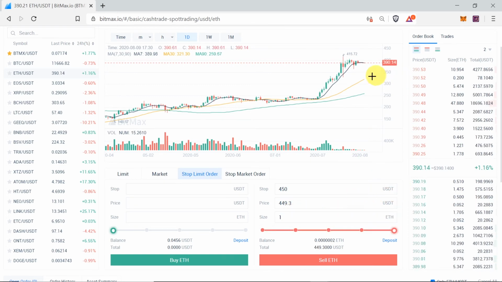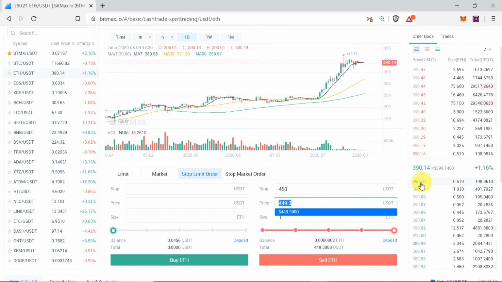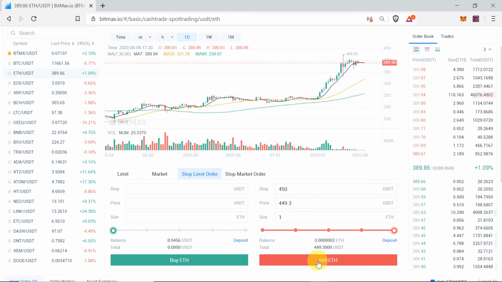sell order. So if the price goes up to 450, in that moment, our order is being added and triggered. It checks if there is any order on the book to buy Ethereum for price 449.3 or higher. If there is, we automatically sell our Ethereum to that person, which means we can get an even better rate than we set over here. If there isn't, then our order will be added to the sell book over here, and once someone wants to buy it, it will be sold to that person. So this is how a sell Ethereum order works.